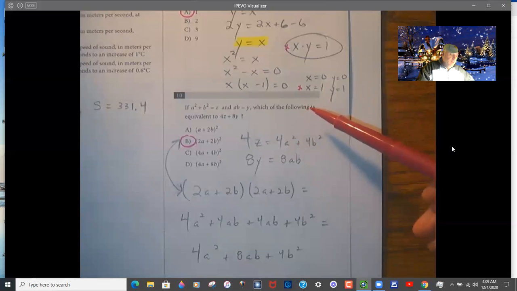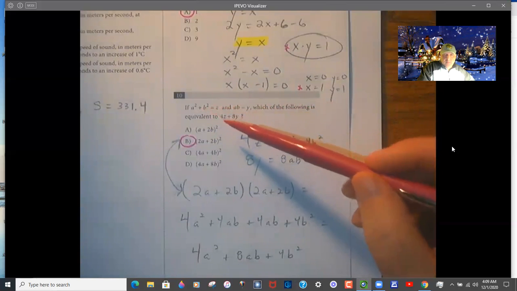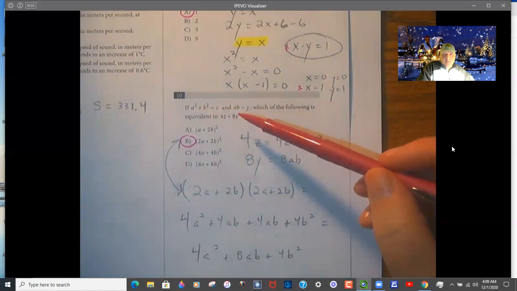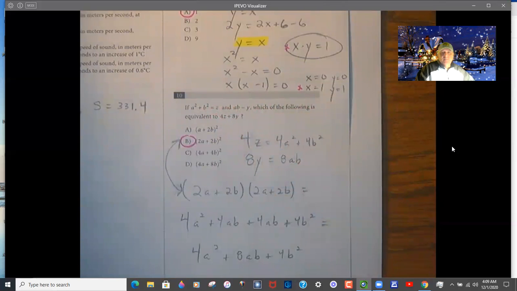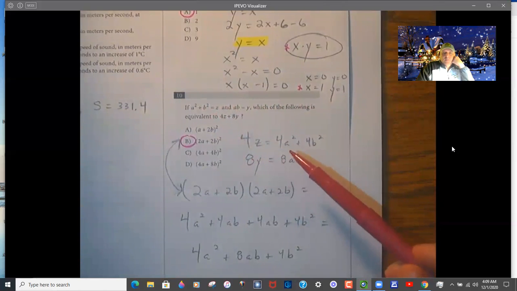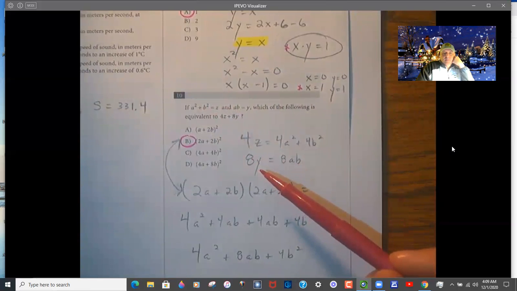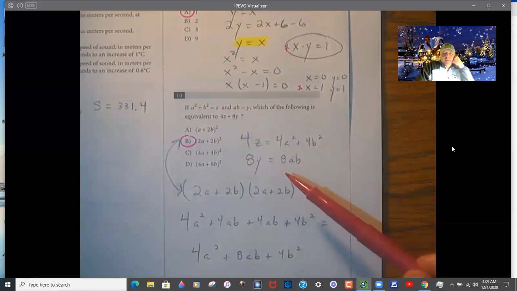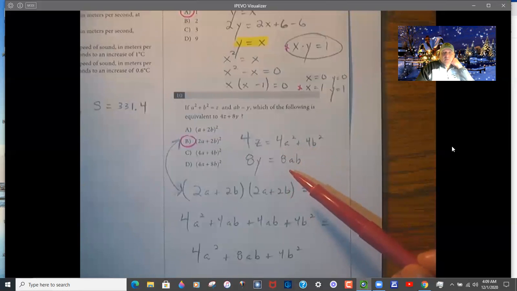Okay, so you need to multiply both of those by 4, and then you need to multiply both of these by 8. So 4z is 4, you distribute the 4a squared plus 4b squared, and then from y equals ab, you multiply both sides by 8. And then you are adding those together. Okay, so 4a squared plus 4b squared plus 8ab.